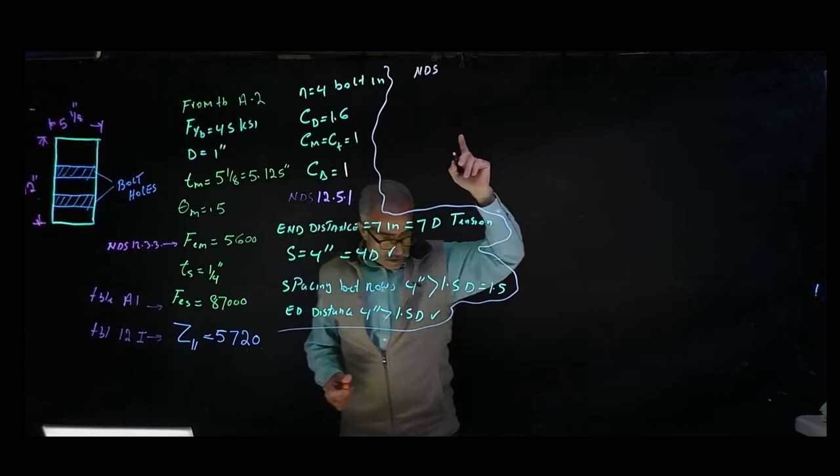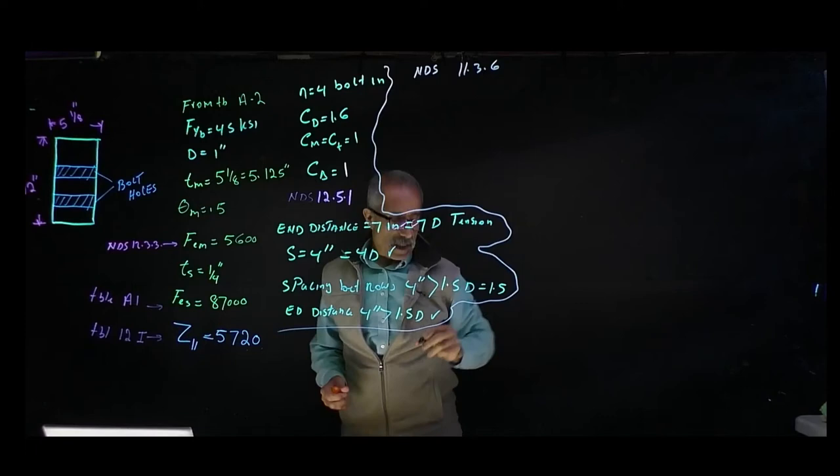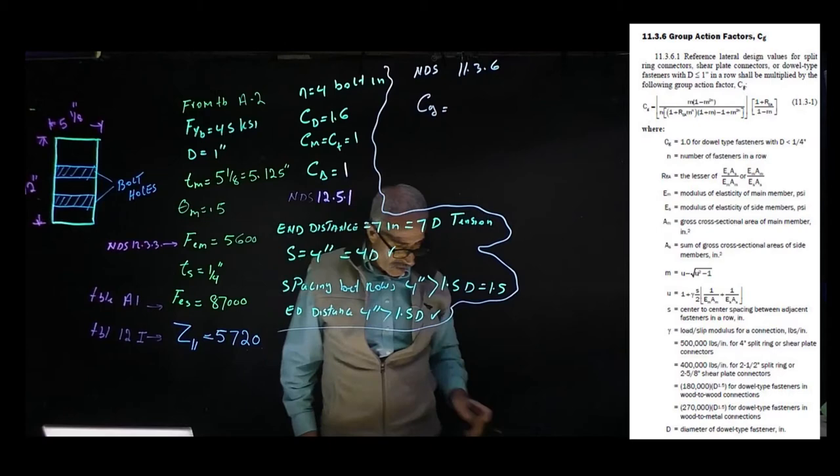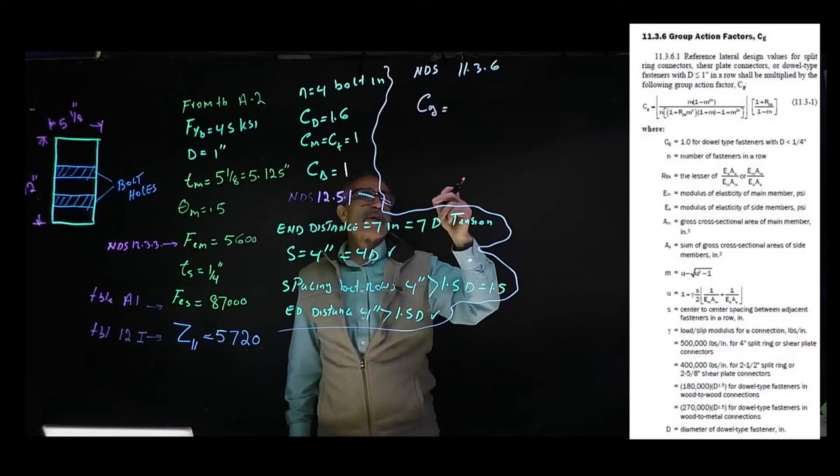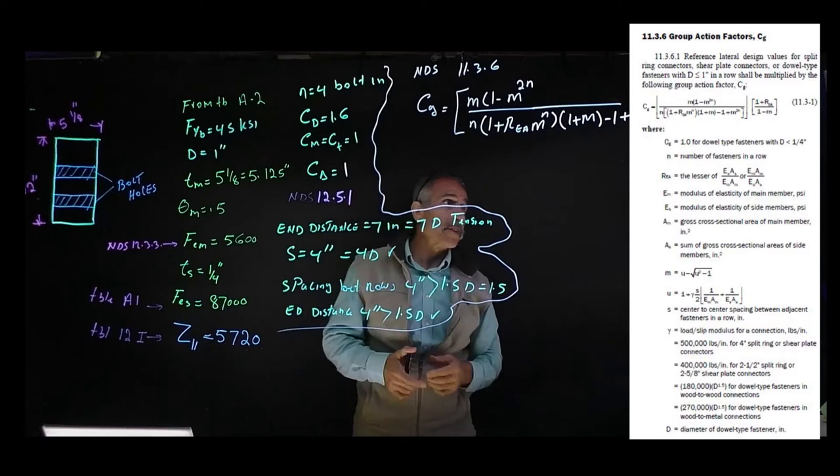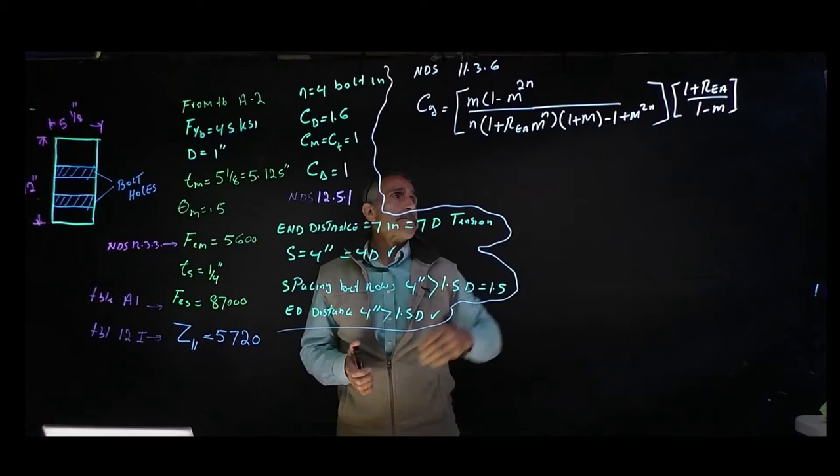The next thing we're going to do is NDS 11.3.6. We have to calculate CG. Let me write down CG. It takes too long. It's a lot quicker if I snap my finger. So I'm going to go ahead and snap my finger. There. Pretty good, huh? You think I couldn't do it? So here's the formula. Now we're going to go ahead and find each one of these, M and REA. Let's work on that.